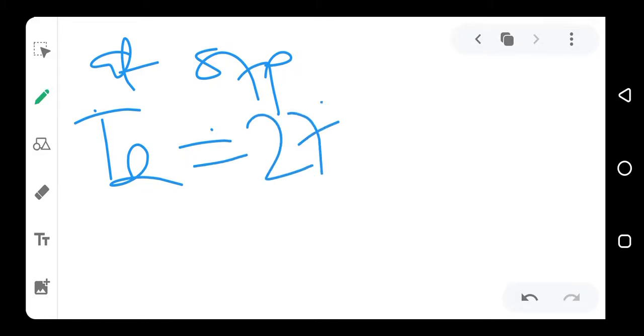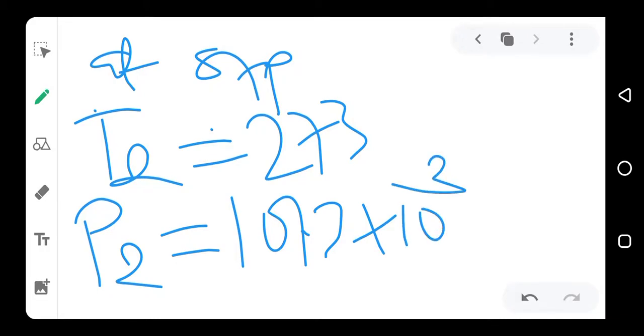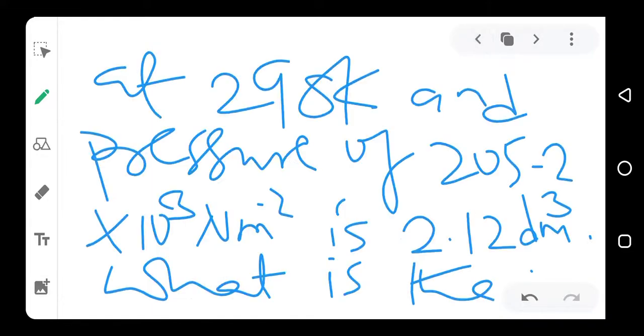So at STP, then that becomes our temperature T2, that is equal to 273, and our pressure P2 is equal to 101.3 times 10 raised to power 3. So we use this to solve.